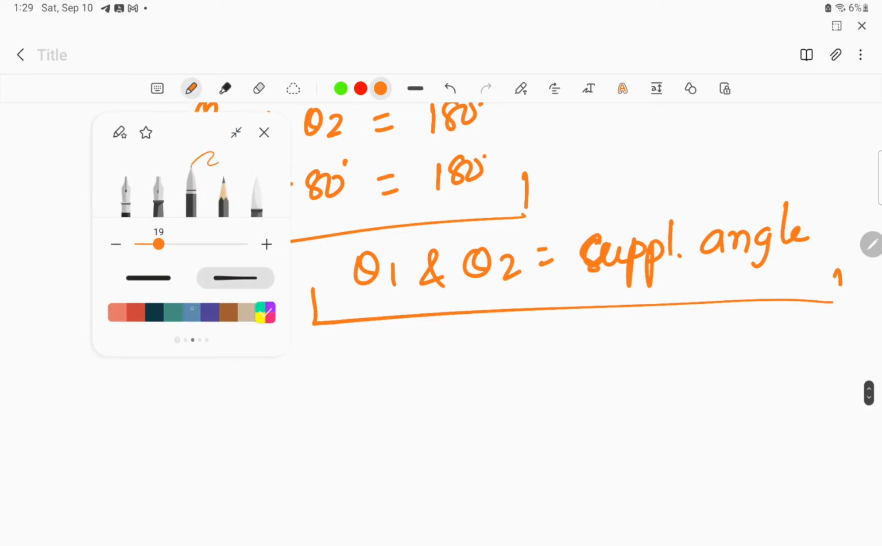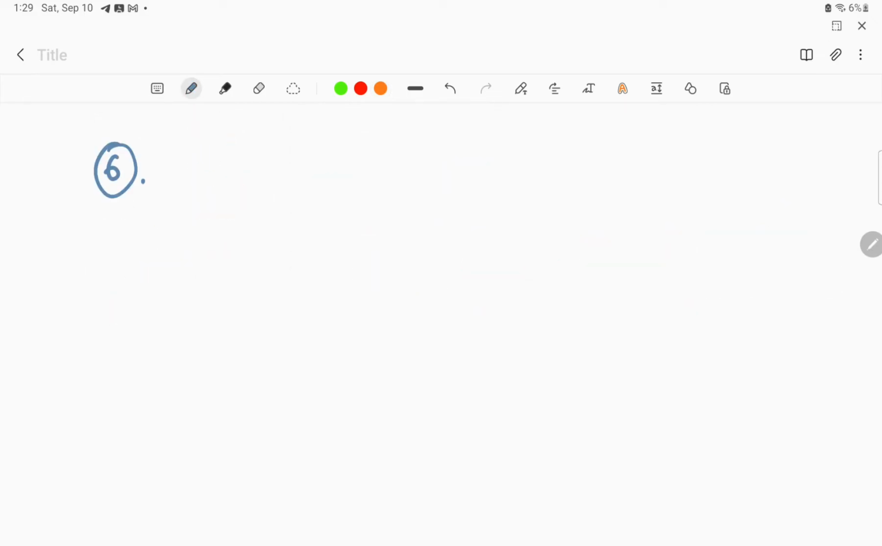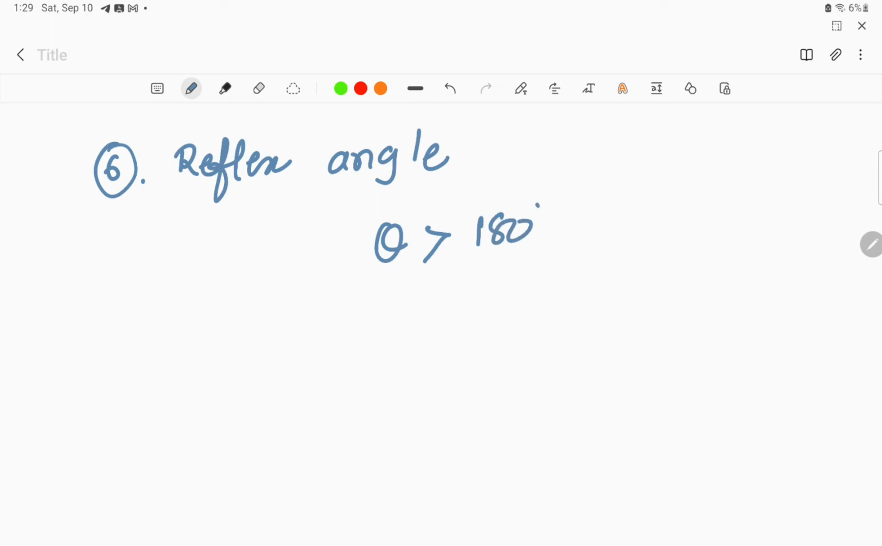Nextly, the sixth term is reflex angle. Now what is reflex angle? Basically in reflex angle, theta is greater than that of the 180 degree.